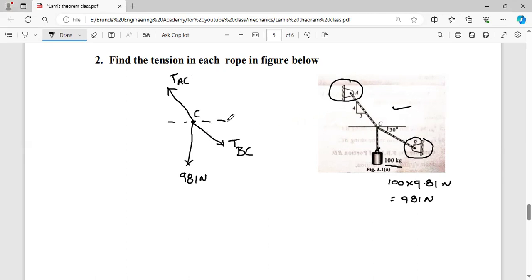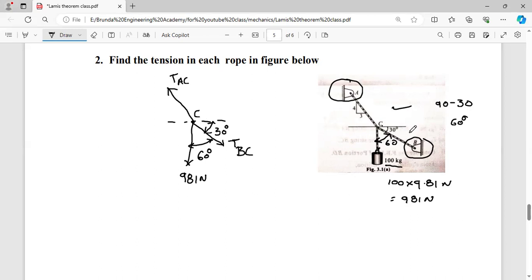reactions also. So here TBC and here this tension TAC. Now what are the angles between the forces? Here 30 degrees is clearly given, so don't worry about that. Now what about this angle? Totally 90 degrees, it is a perpendicular thing. So 90 minus 30 equals 60 degrees. So this angle of inclination is 60 degrees.